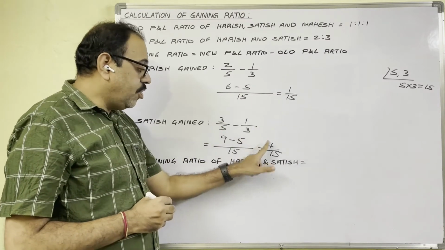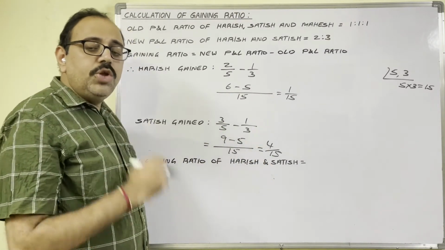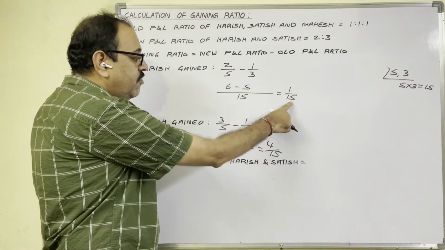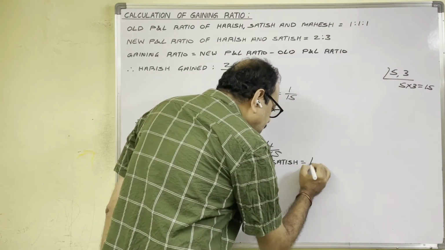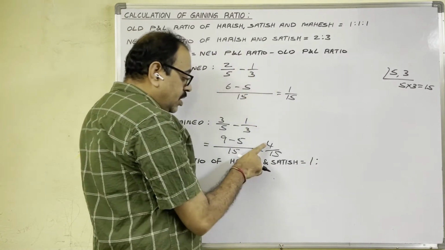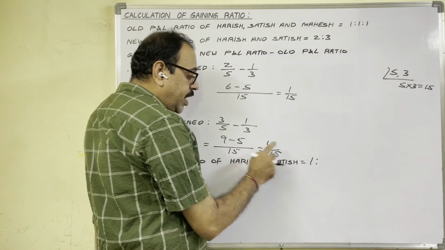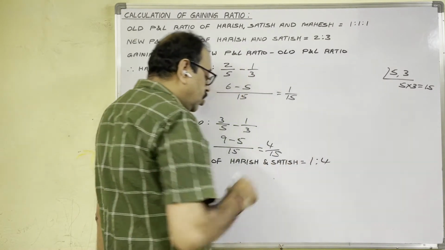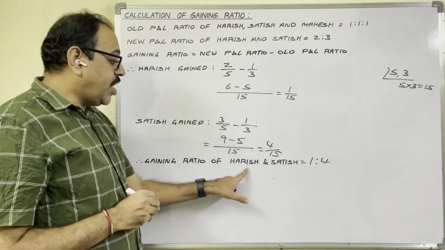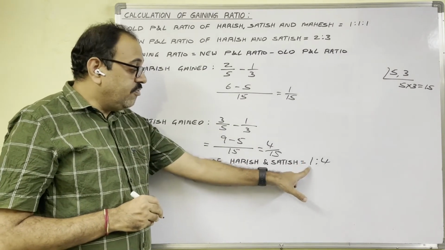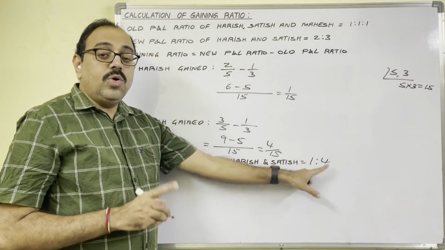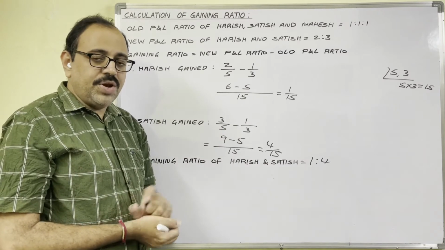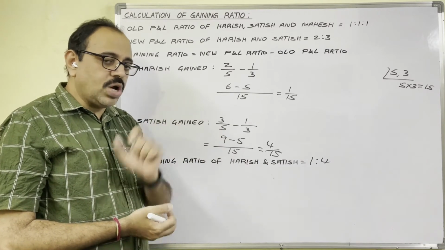4/15. So Harish gained 1/15. Satish gained 4/15. So take only numerators. Here in 1/15 the numerator is 1, in 4/15 the numerator is 4. So the gaining ratio of Harish and Satish is 1:4. And don't do cross checking here. For the new profit and loss ratio we do cross checking.